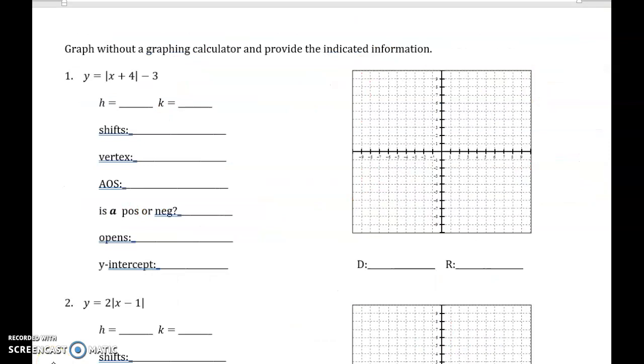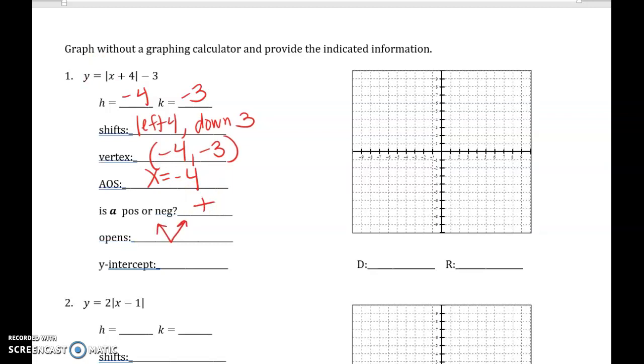All right, so number 1, H is -4, K is -3, so this means it's shifted left 4 because of -4, and down 3 because K is -3. Your vertex is just H comma K. Your axis of symmetry is the x coordinate of your vertex. A is positive up here, so your graph's going to be pointing up.